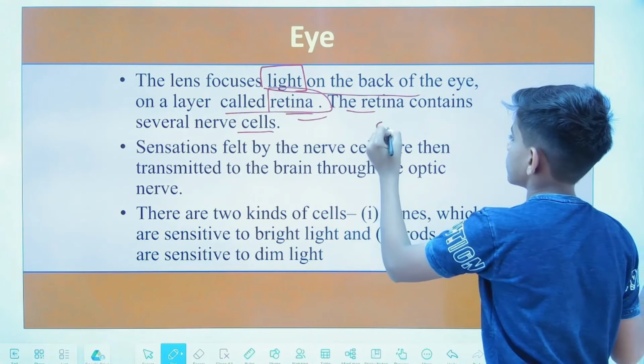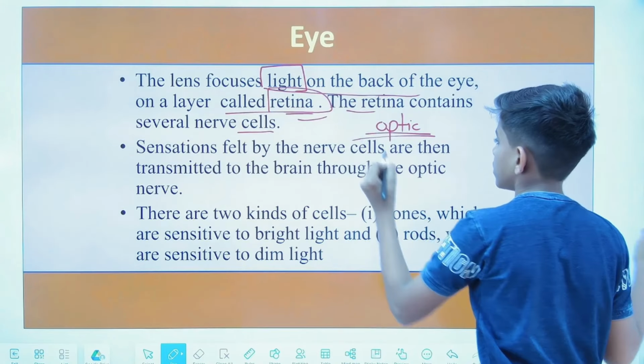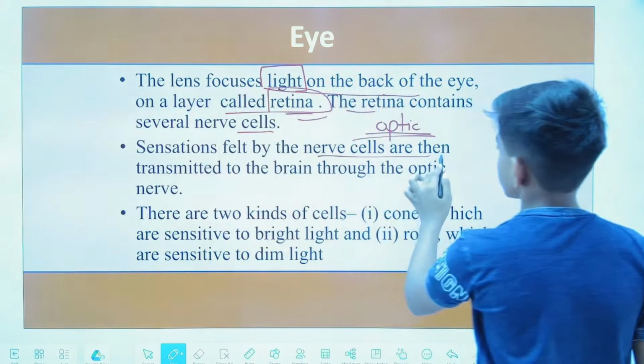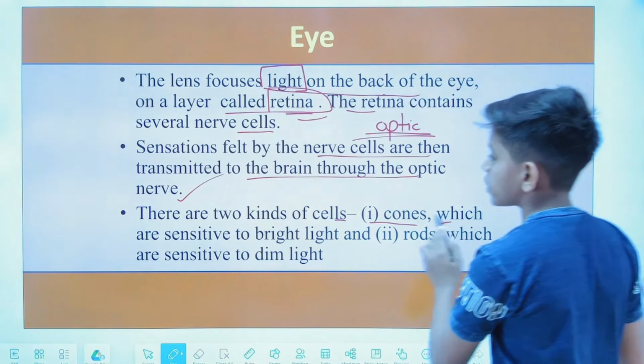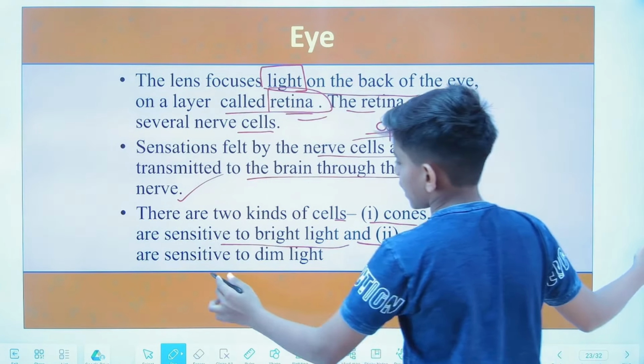Which nerves? Optic nerves. Through these optic nerves, the sensations created by the nerve cells are sent to the brain. There are two kinds of cells. First, cones, which are sensitive to bright light, and rods, which are sensitive to dim light.